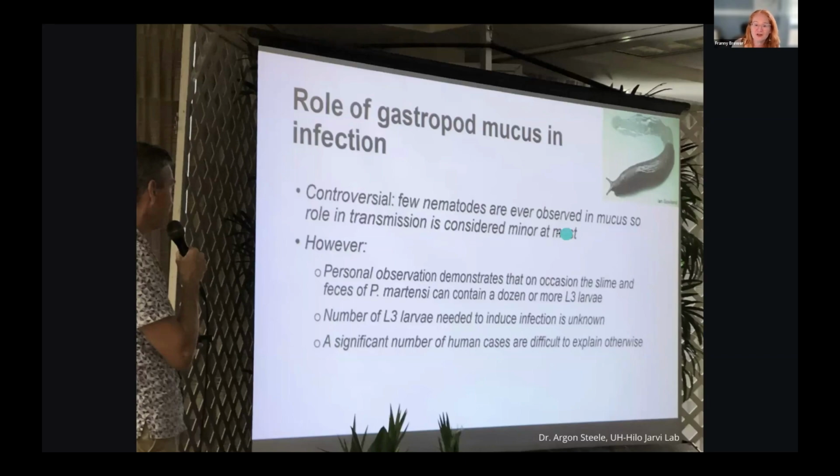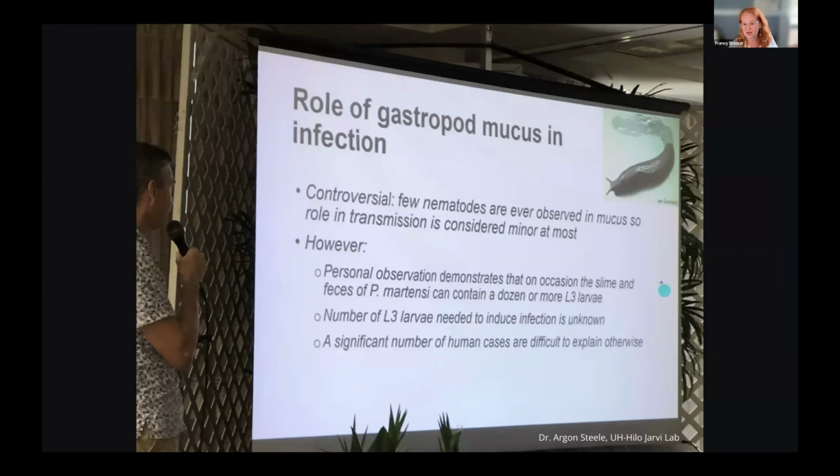There are only a few nematodes observed, so the role is considered minor, but there is L3 larva in the slime, so it can potentially be ingested. We don't know how much larva you need to ingest to get a severe infection, but there are a lot of folks who swear there's no other way that they could have contracted rat lungworm. So it's still an unknown, but it's best to be careful. It's important to know that once slime dries out, the larvae die. They cannot survive being dried out. So if you see slime on the pavement and the sun comes out and it dries up, don't worry. There's not a bunch of nematodes crawling around on that pavement.